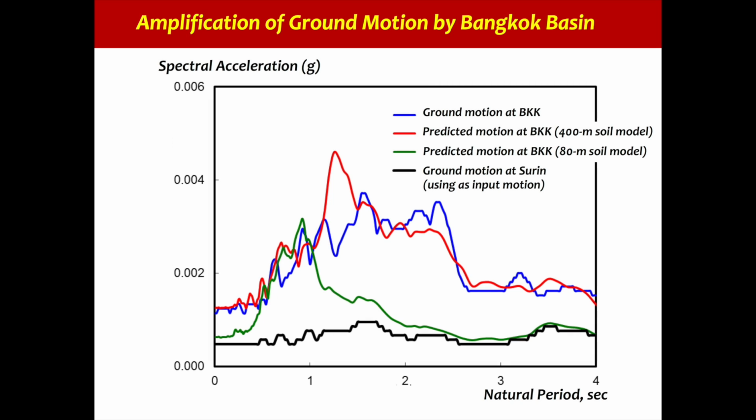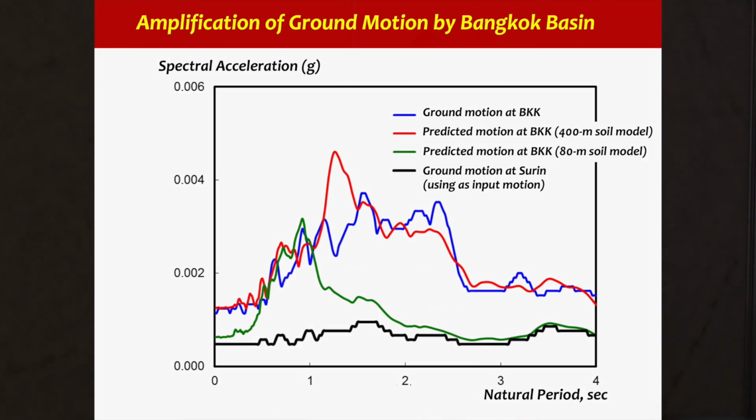But when we put in a layer of 400 meters, then it becomes the red color. I think it matches quite well, although there are some errors. It matches with the blue one, the real observation. It means that we have a more accurate picture of how the soil amplifies the earthquake ground motion if we have the deeper soil velocity structure.